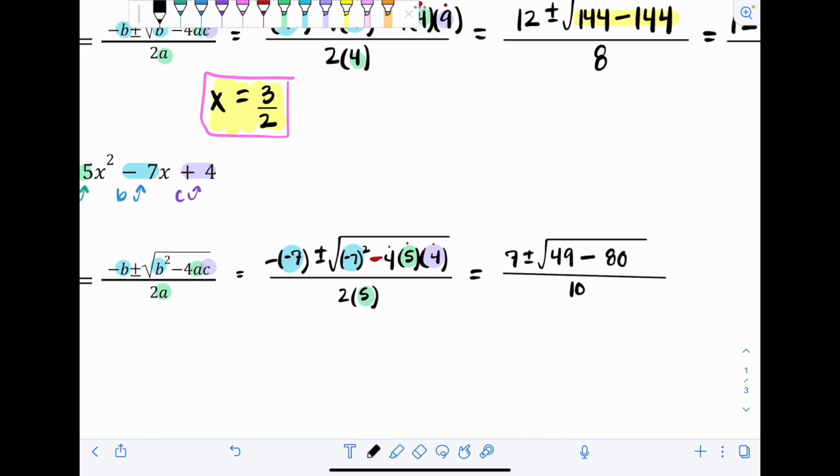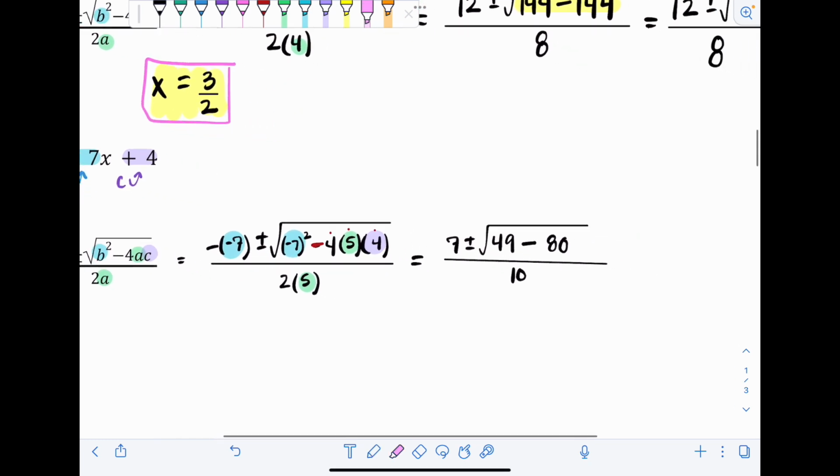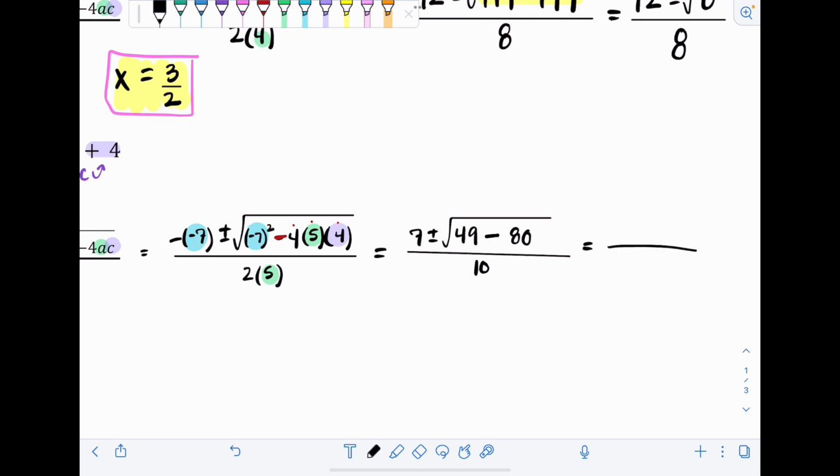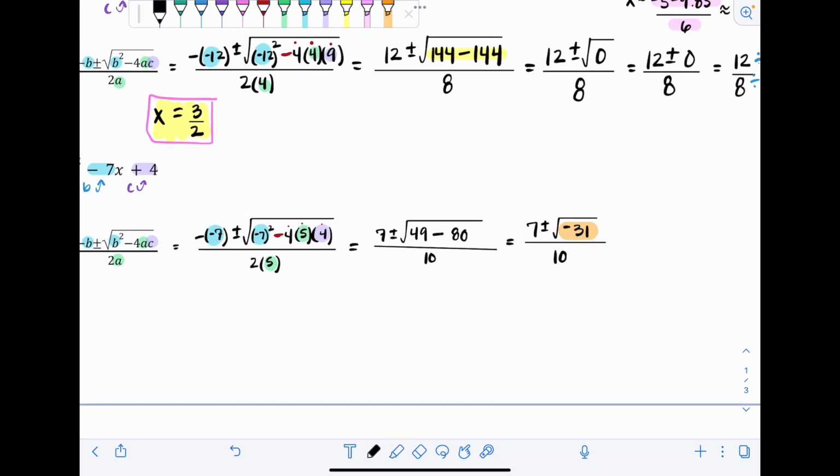And then now I can subtract the inside of the radical, so I'm just going to copy over the 7 first, so it'd be equal to 7, and then plus or minus the square root of 49 minus 80 is -31 over 10. And then when we talked about the discriminant, we said if we had a negative number inside the radical, it means there's no real solution, and that's because we can't take the square root of a negative number and get a real number out. So once you simplify the inside of the radical, if you end up with a negative inside, you would stop and say no real solution.